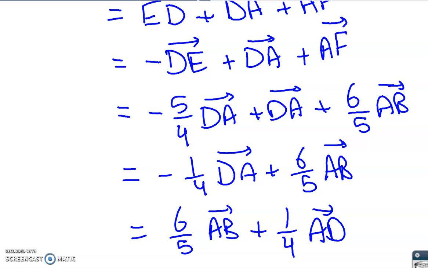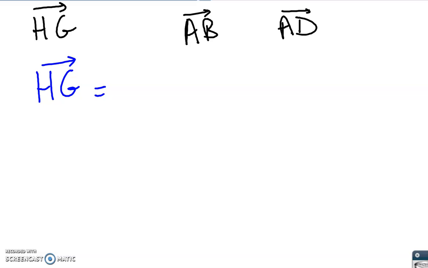Now, in the second part, we want to find HG as a linear combination of AB and AD also. We start in the same manner. So our goal first is to get rid of all the letters H and G because they are not from our original points A, B, C, D. So I want to write HG in terms of A, B, C, and D because then I could easily write everything in terms of AB and AD. So let's go back to the given and see where we have H and where we have G.